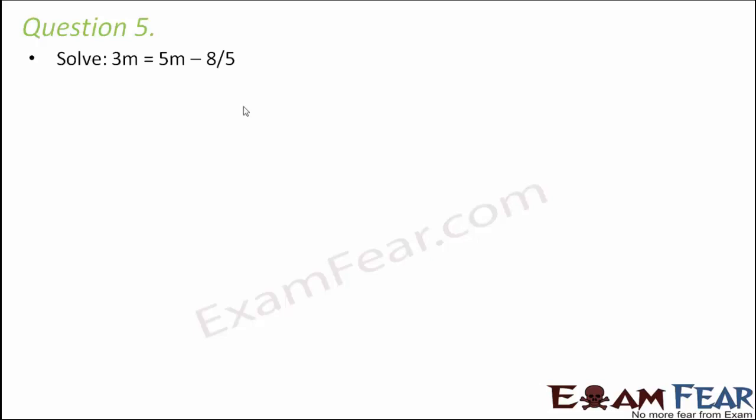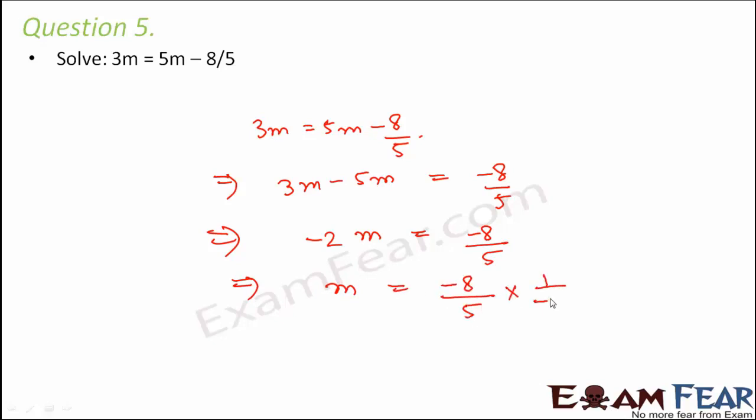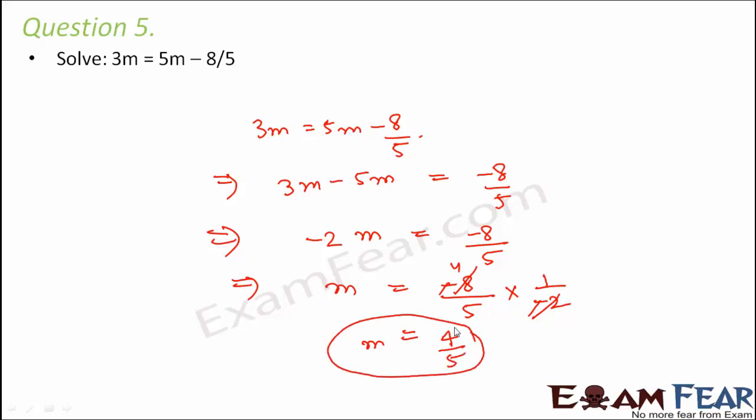Question number 5. 3m is equal to 5m minus 8 by 5. So here again we bring all the m's on left hand side. So this is what we get. Now 3m minus 5m would be minus 2m is equal to minus 8 by 5, or m would be equal to minus 8 by 5 into 1 by minus 2. So 2 4s are 8. This minus and minus will also get cancelled. Therefore, m is equal to 4 by 5 is a solution for this equation.